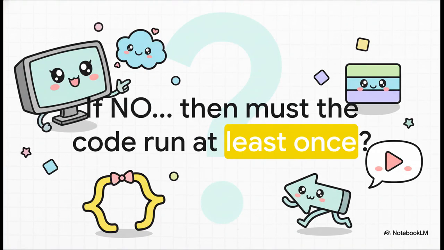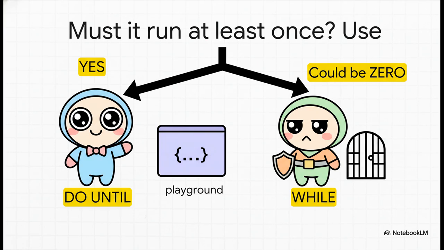But if the answer is no, you don't know how many times it's going to run, then you've got a follow-up question. And that is: is it absolutely, positively essential that the code inside my loop runs at least one time? And there's your answer. If that code must run at least once, like prompting a user for the first time, then you're going to want a do until loop. But if it's possible the loop shouldn't run at all, maybe the condition is already met, then the cautious while loop is the right way to go.